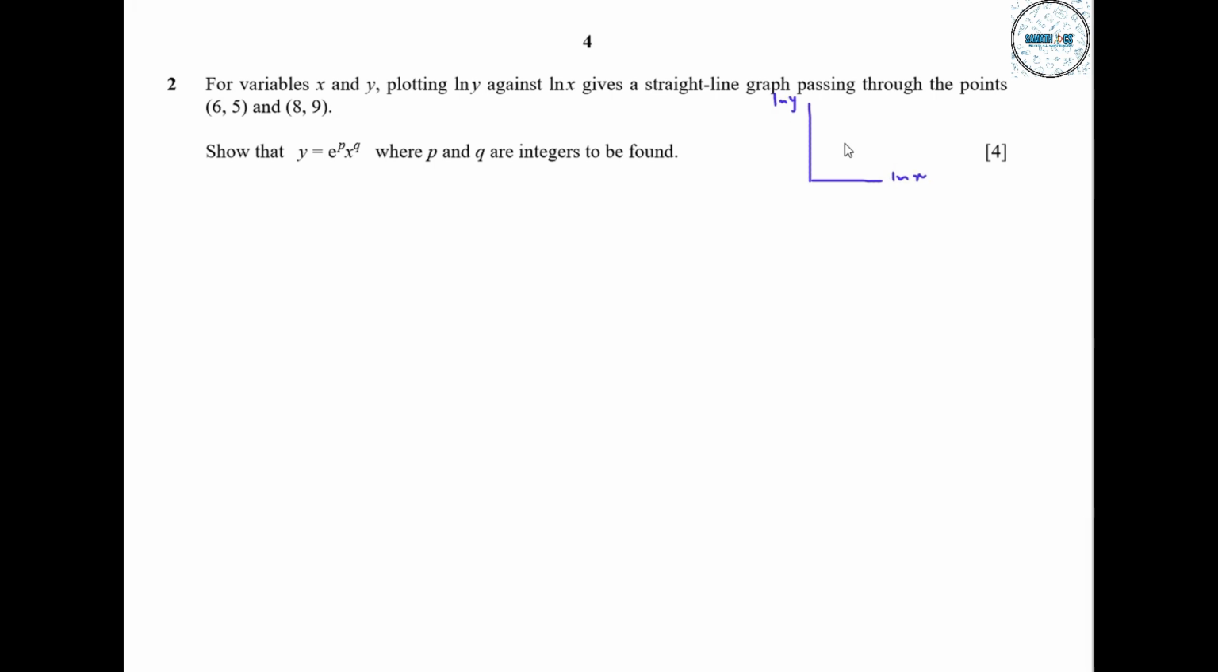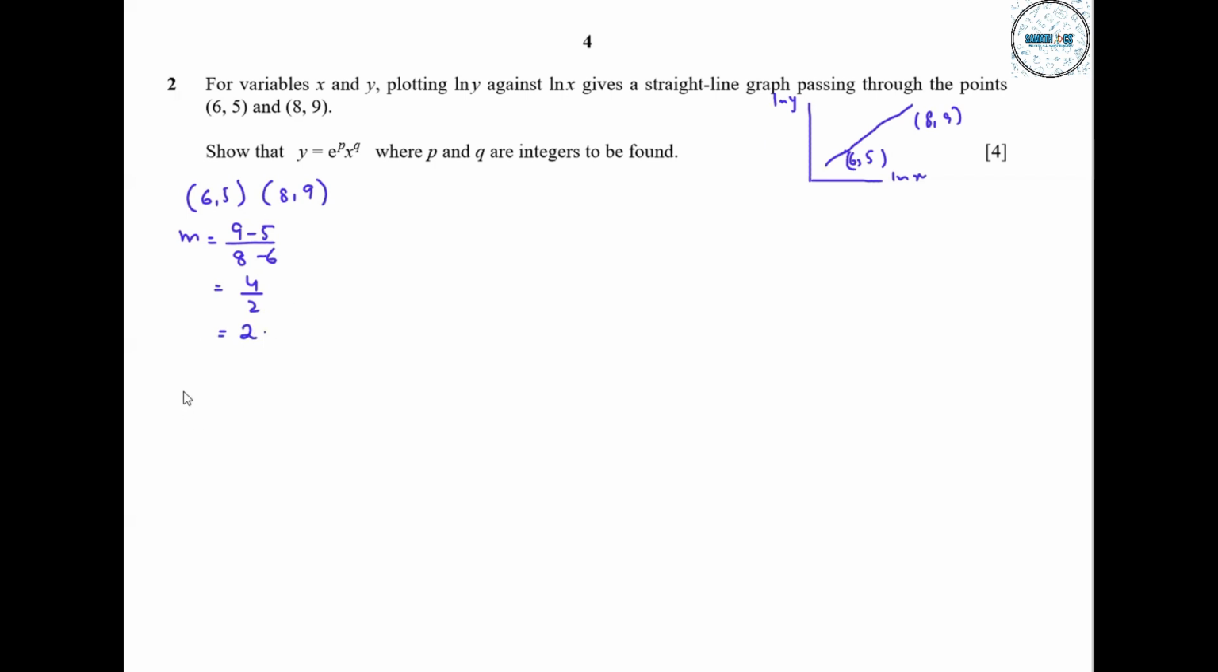And the points are (6, 5). There are 2 points. One of the points is (6, 5). Another point is (8, 9). So first of all, we will find out the gradient and y-intercept using these 2 points. So (6, 5) and (8, 9). For the gradient, we have m is equal to 9 minus 5 upon 8 minus 6, which is equal to 4 upon 2, which is equal to 2.